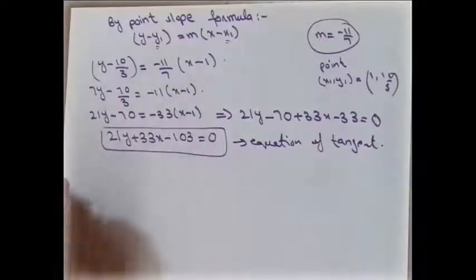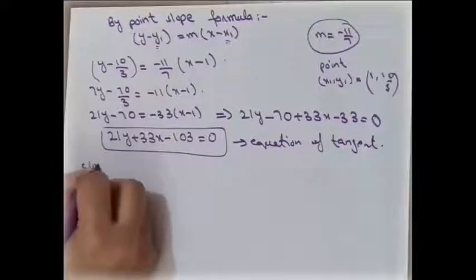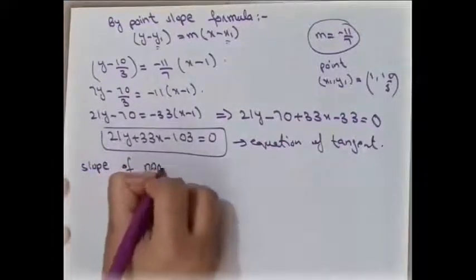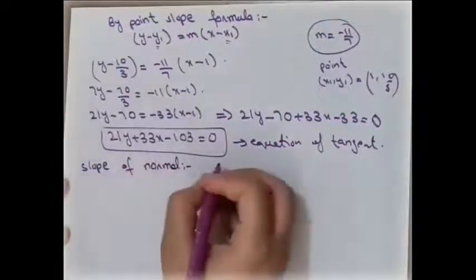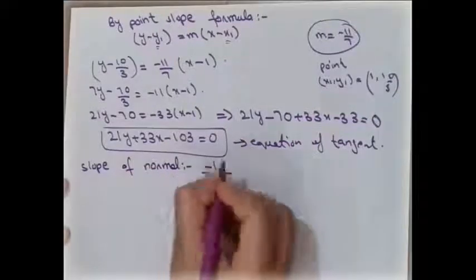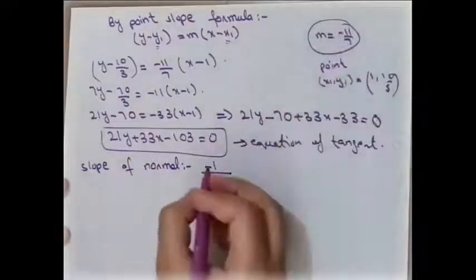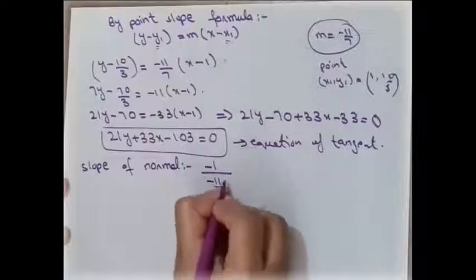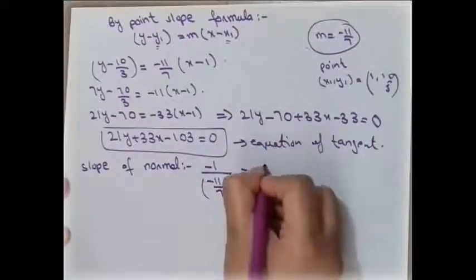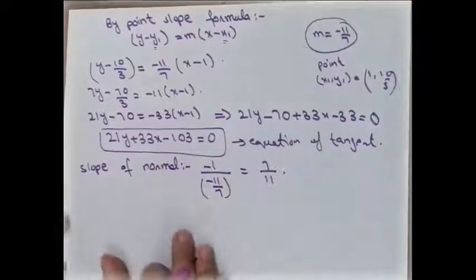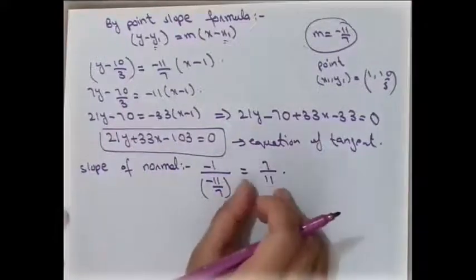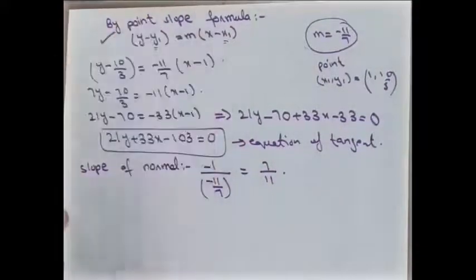Now to find the equation of the normal, we already discussed how to find the slope of the normal. The slope of the normal is -1 divided by the slope of the tangent, which is -11/7. So it will be 7/11. Now it's time to put this value in the point slope formula.